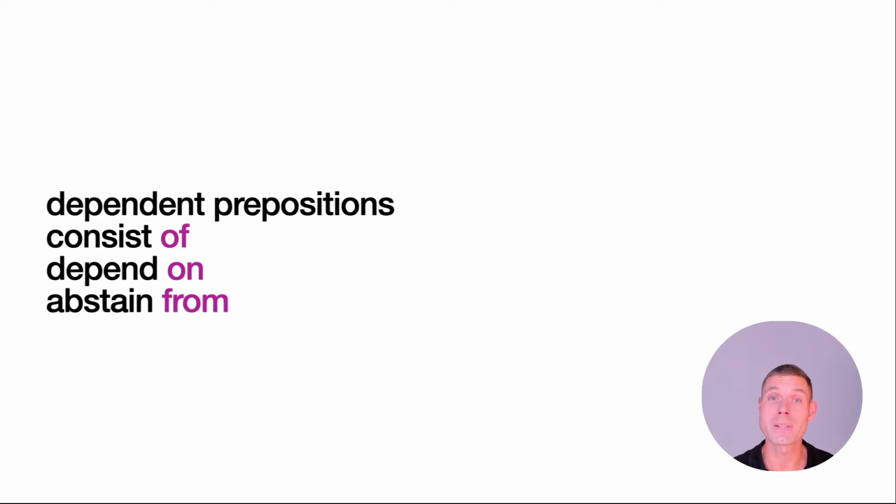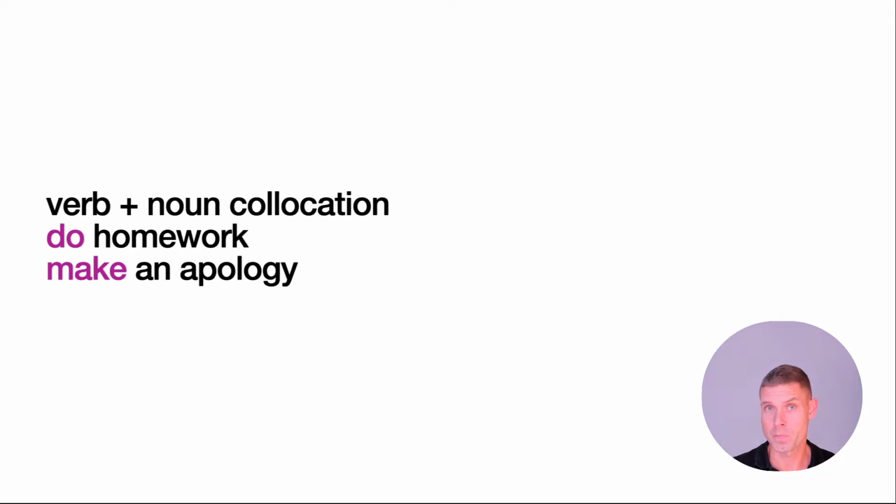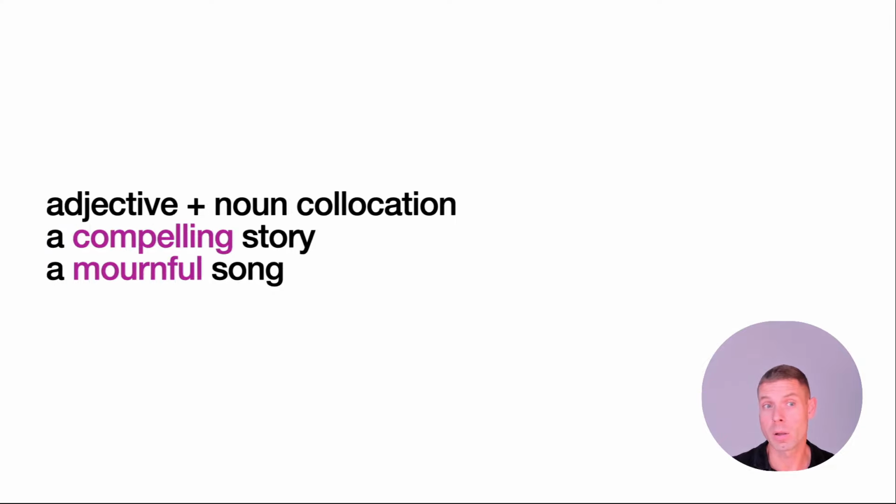Let's take a look at some different types of collocations. We have dependent prepositions, so verbs, and the prepositions that they take. So consist of, depend on, abstain from, for example. We have verb and noun collocations, so you do homework, but you make an apology.